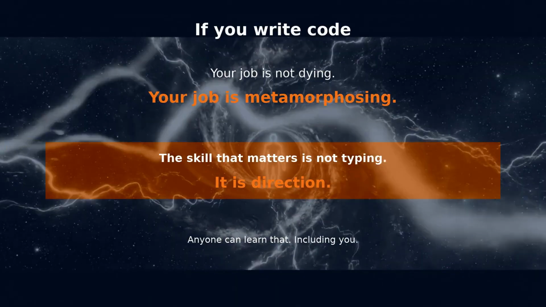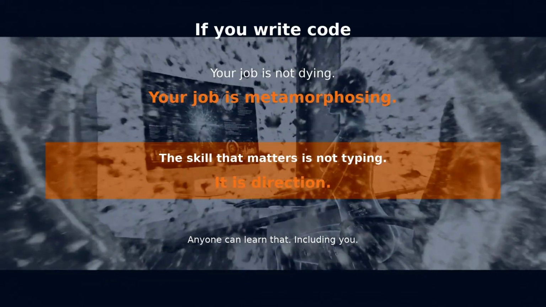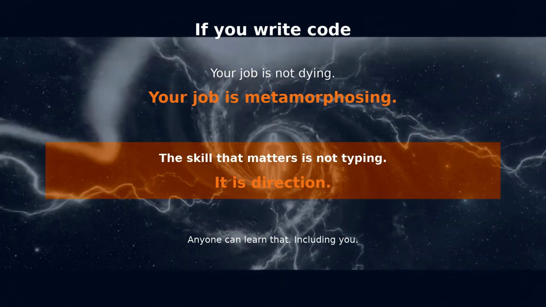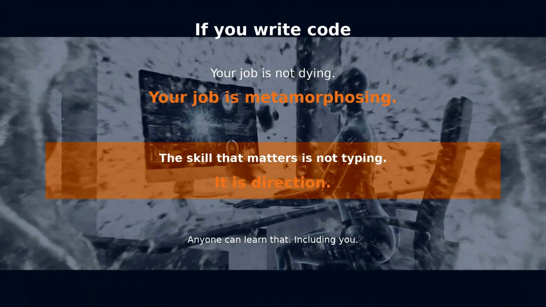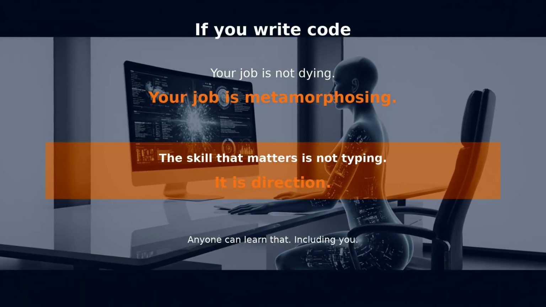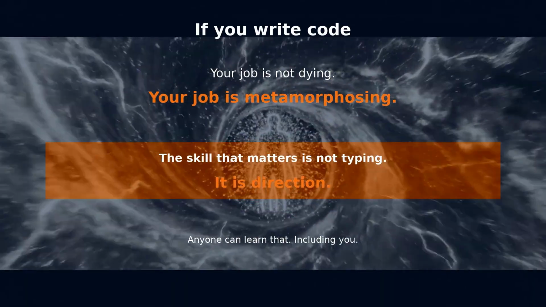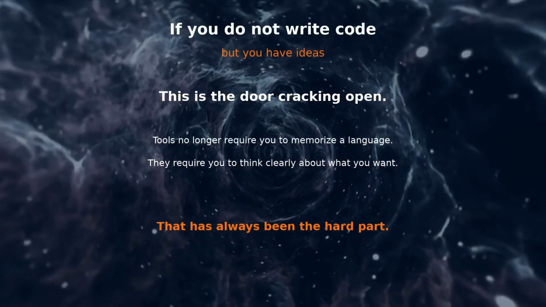What this actually means for you. If you write code for a living, your job is not dying. Your job is metamorphosing. The skill that matters tomorrow is not typing, it is direction. Knowing what to ask for, knowing what to reject, knowing how to verify the AI did not silently break something. That skill is learnable by anyone, including you.